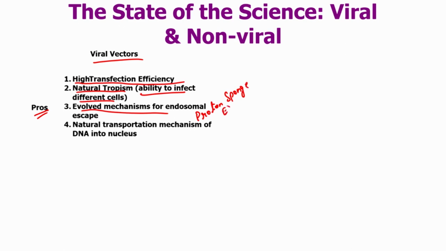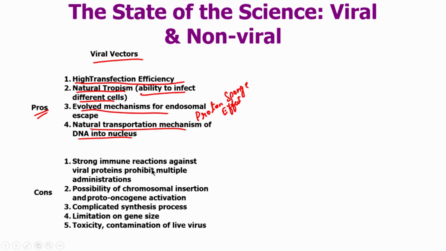So, in this case their coat protein was such that it was acting as a proton sponge, and then they also have mechanisms for transportation of the DNA into the nucleus. So, again they are well adapted in overcoming all these challenges, and that is why they are one of the most ideal systems when you consider their efficiency in gene transfection.